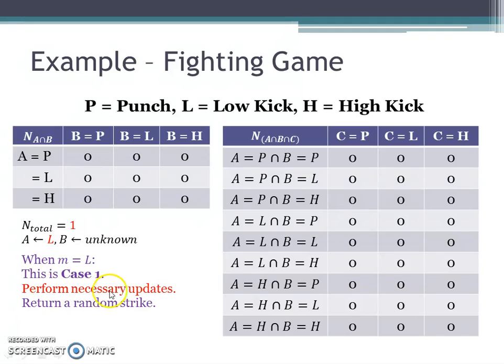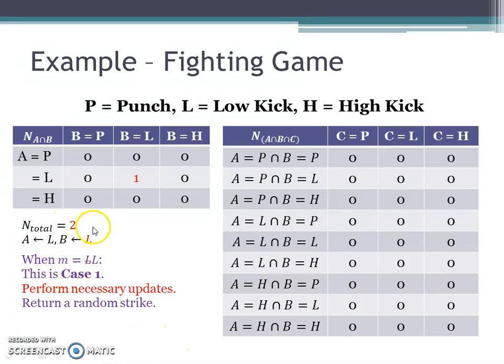So what we do, in that case, is perform the necessary updates for case 1. That means we update the N total to 1 because we have seen one strike, and we store that strike as A. That means we are collecting what we observe, and because that is the first strike we have seen, we store it as A. Then we return a random strike as our prediction.